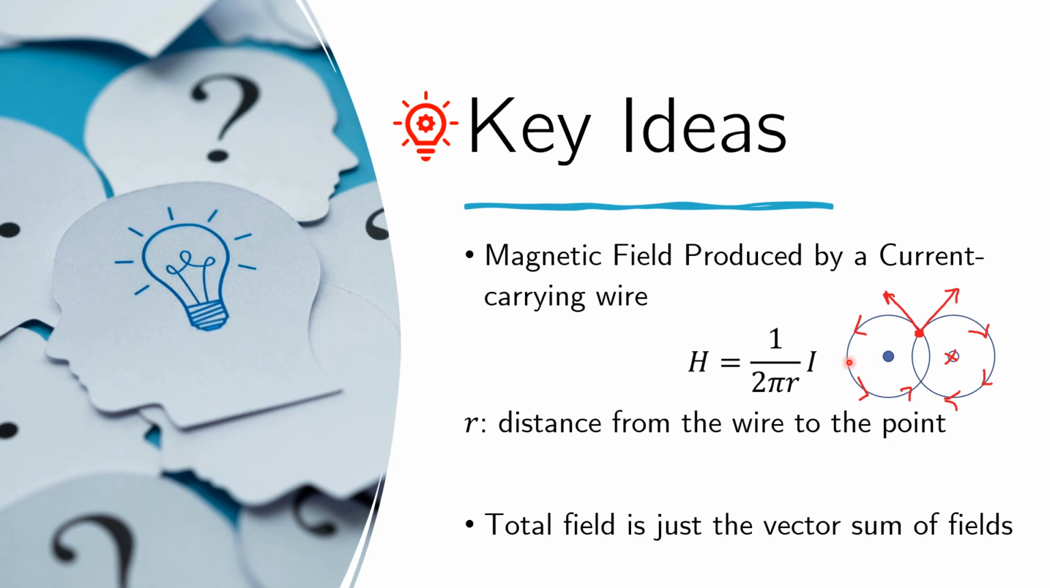Now, if we're looking at the magnetic field in here that is produced by the other current source, then we have to compute R from here to here. So again, R is just the distance from the wire to the point we are looking at the magnetic field of. And we see some arrows here. These arrows indicate the direction of the magnetic field.